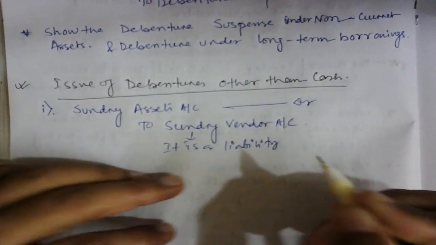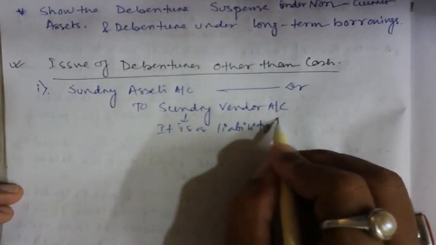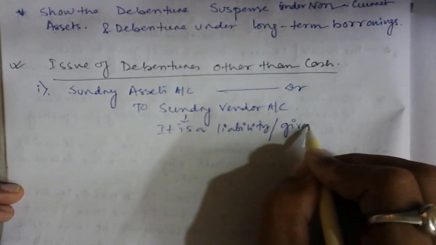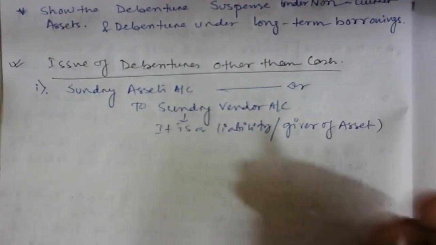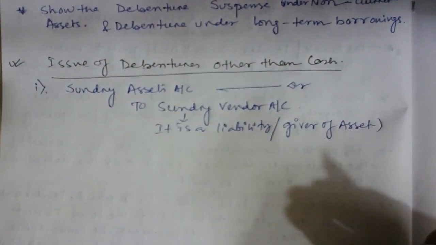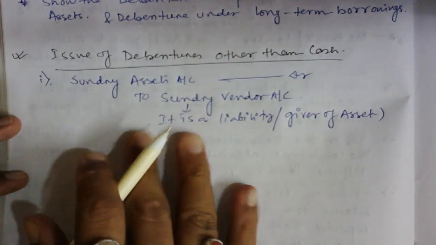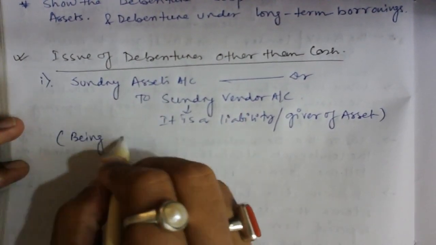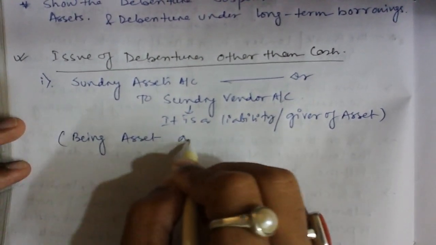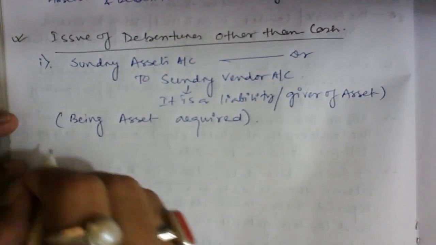Obviously, it's a personal account also. It's a liability, you understand. You can say he is the giver of the asset, that's why he is credited. And the asset is obviously debited, we all know, a real account. So this is the first entry we made, being asset acquired. That is number one.